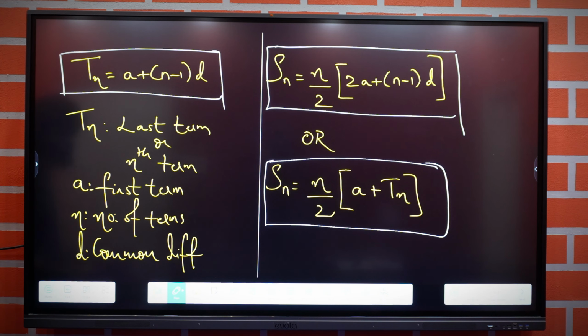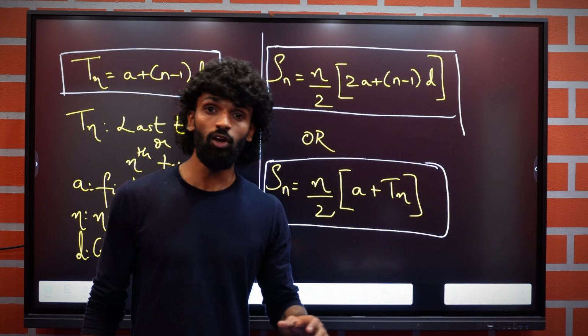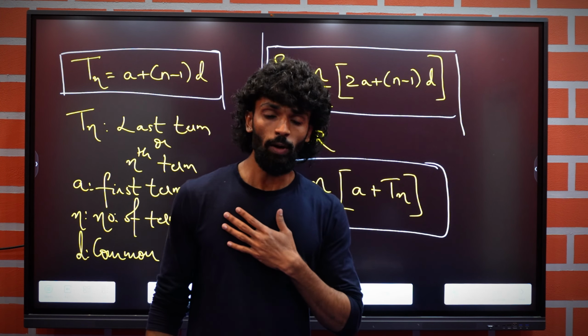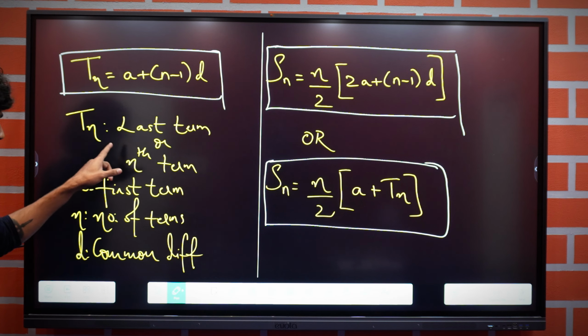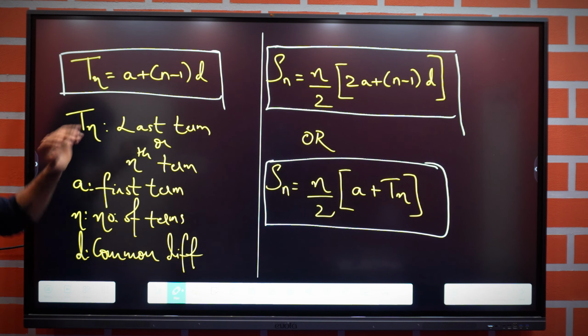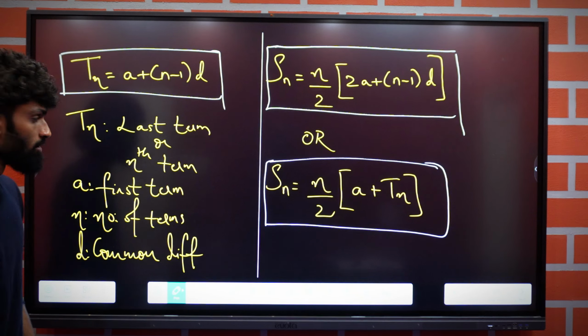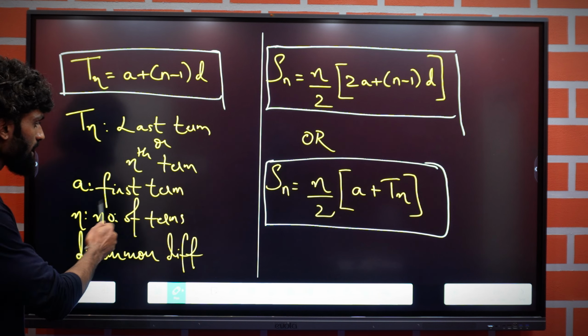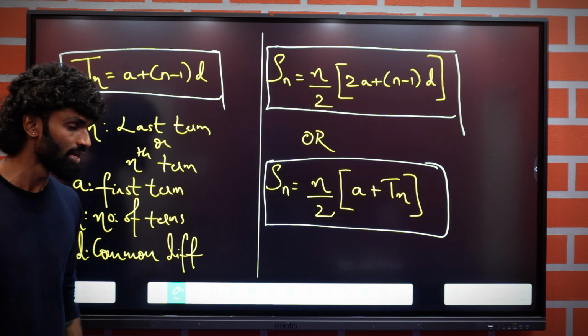Let's learn the meaning of it first, because this specific chapter deals a lot with English, more like word problems based on quadratic equations. It deals with a lot of sentences, so let's try to understand the meaning of these phrases. Tn always means last term, also called the nth term. A is the first term, n is the number of terms, and d is the common difference. Keep this in mind.